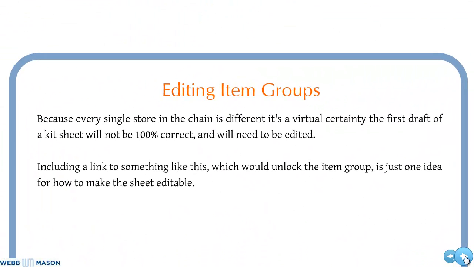Because every single store in the chain is different, it's a virtual certainty the first draft of a kit sheet will not be 100% correct and will need to be edited. Including a link to something like this would be a way to unlock the item group, and that would be just one idea for how to make the sheet editable.